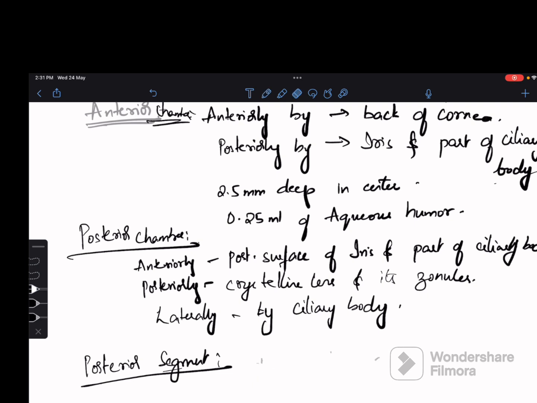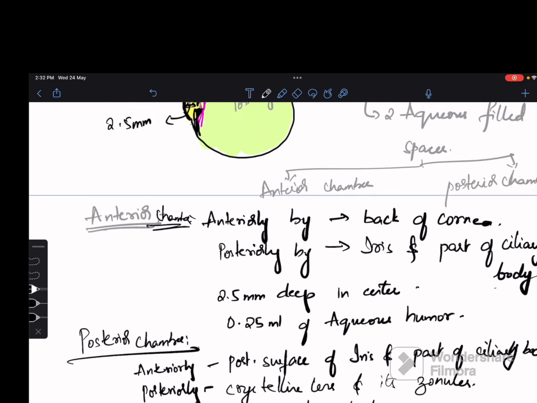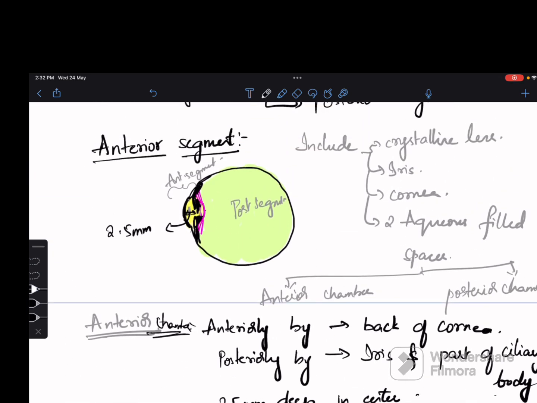So what do we have behind the lens? We have vitreous humor. Okay? Vitreous humor. Then we have the retina, then we have your choroid and the optic disc. Correct? What is vitreous humor? It is a gel-like material which will fill the posterior segment.